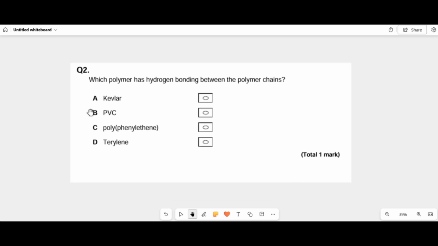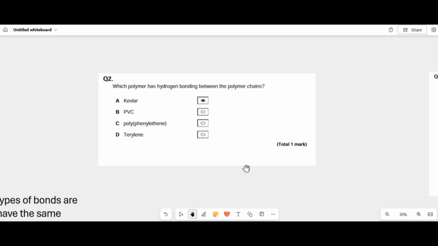Which polymer has hydrogen bonding between polymer chains? Obviously Kevlar. This just comes down to what they're made of. Kevlar has amine groups, amide groups here, which have N-H and C=O that's going to cause that. So it's Kevlar. If you haven't seen it before, get to know it now. It will come up in the future.